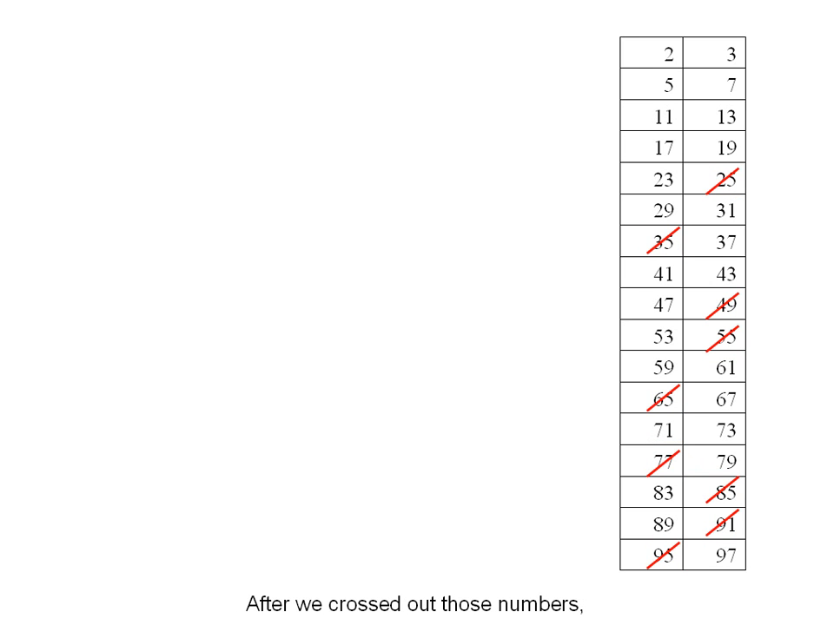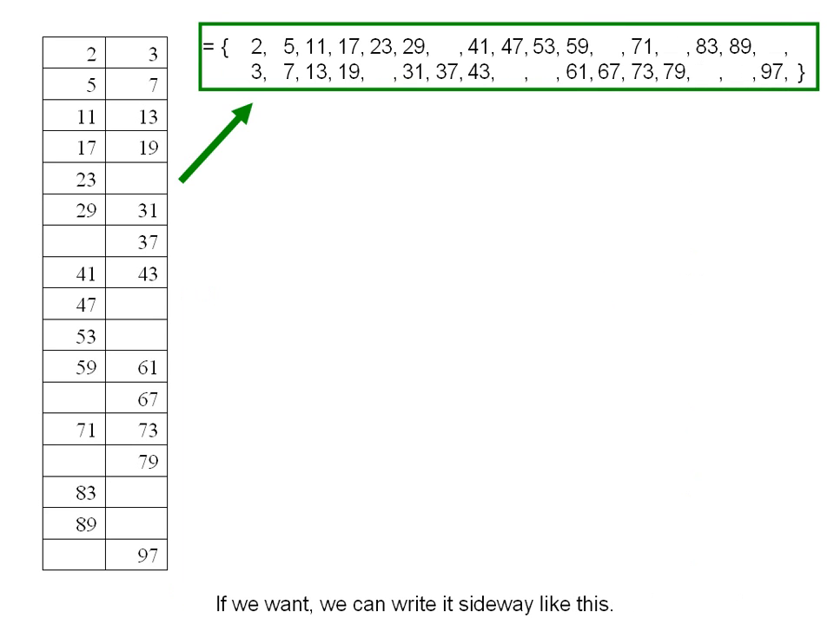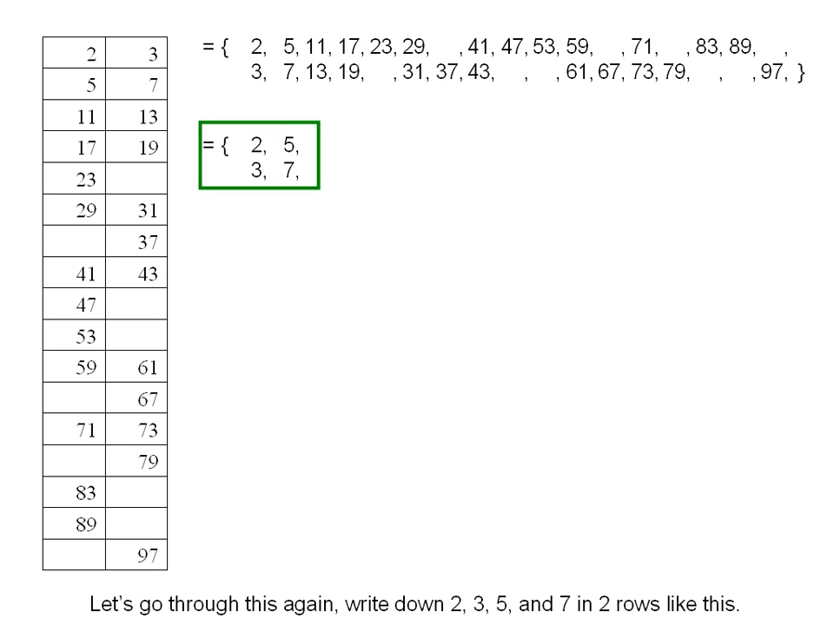After we close out those numbers, all the numbers left in the table are the prime numbers of 1 and 2 digits. If we want, we can write it sideways like this. Let's go through this again.